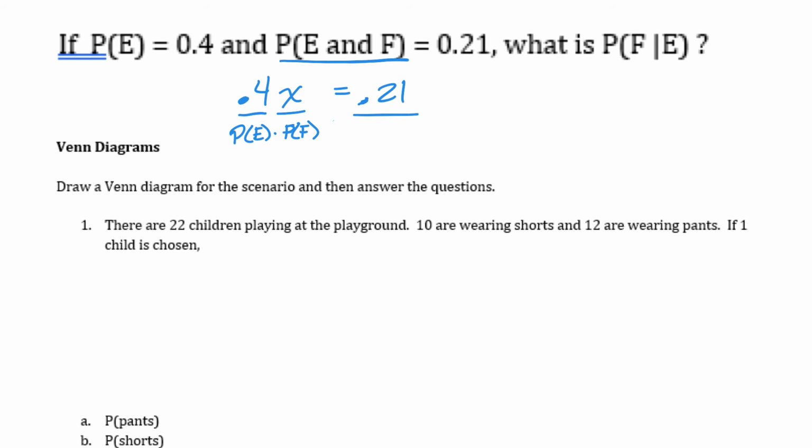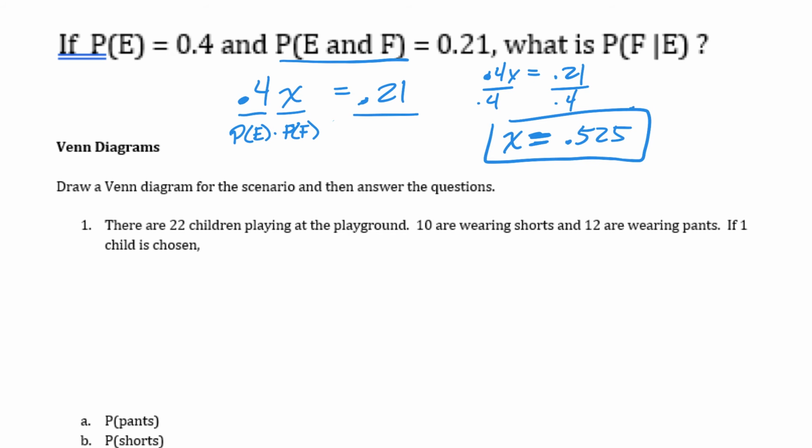So all we have to do here is divide both sides by 0.4, and we will have our probability of F. So we divide by 0.4, and we learn that the probability is actually equal to 0.525. So that is our probability of selecting F given that E has occurred.